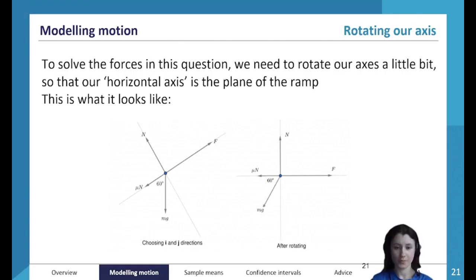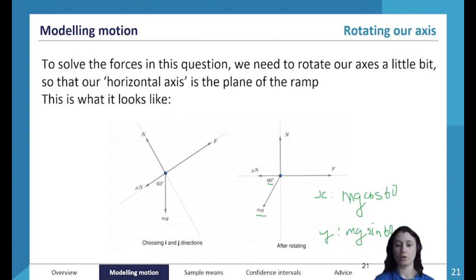So, we know that the length of the vector is mg. We know that the angle is 60 degrees. So the x component, right, will be mg cos 60, and the y component will be mg sine 60.